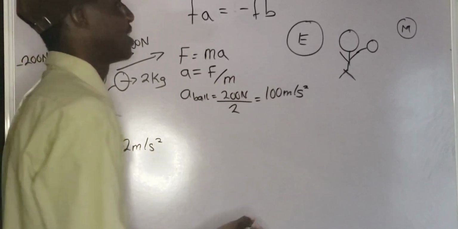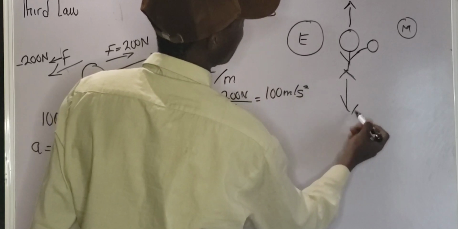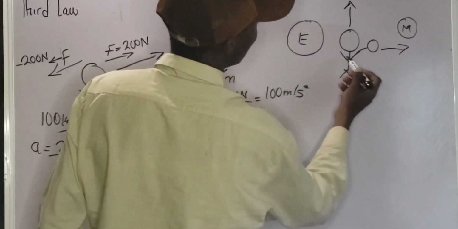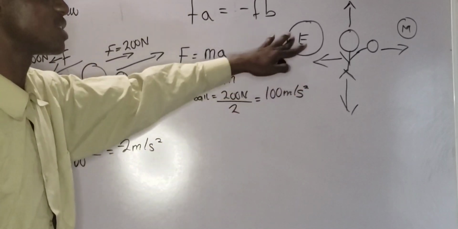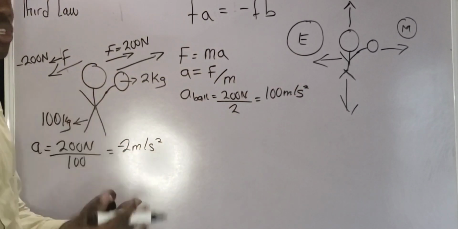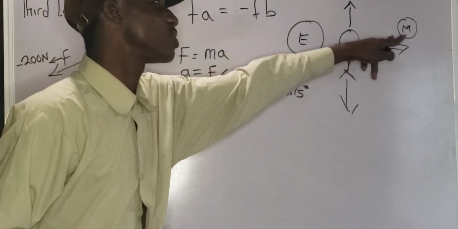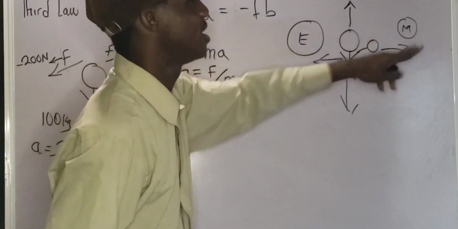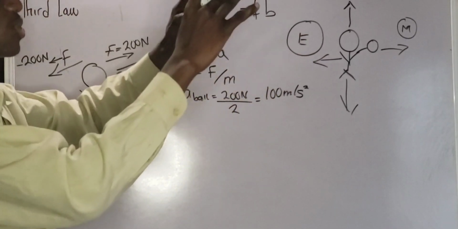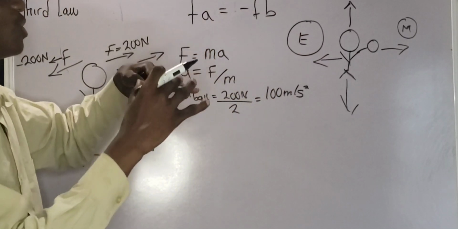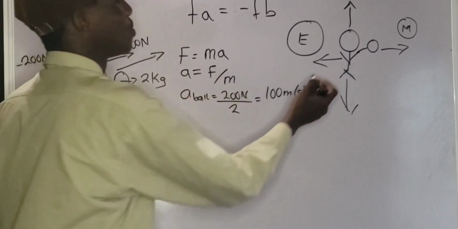In order for you to move towards the earth, you're going to throw the ball towards the direction of the moon. The reason is that as you throw that ball, the force that you exert on the ball, you are going to feel equal but opposite. In that case, you are going to move towards the earth.